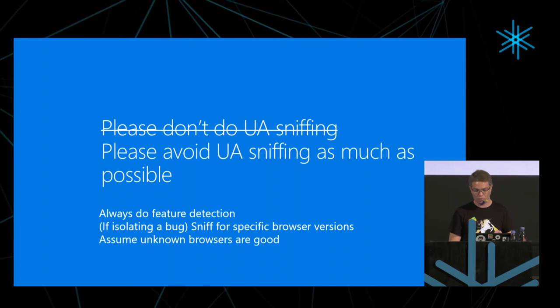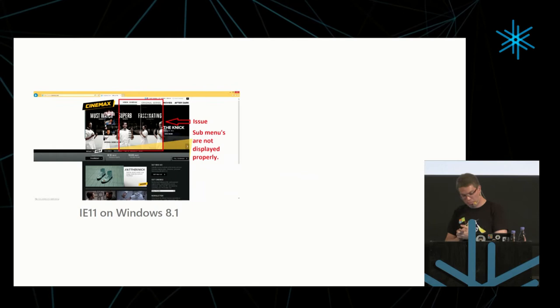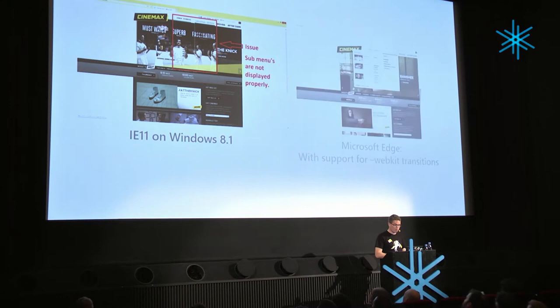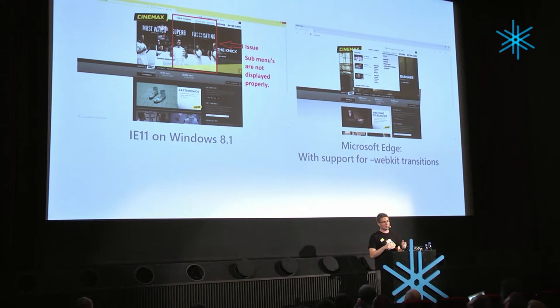We had some other issues. Let's review this website running on IE 11 on Windows 8.1. There was some problem with the submenu being displayed, so we had a look at this kind of site. And what we've done, simply, in Microsoft Edge, is start aliasing some WebKit prefix stuff directly to the latest standards inside Microsoft Edge.